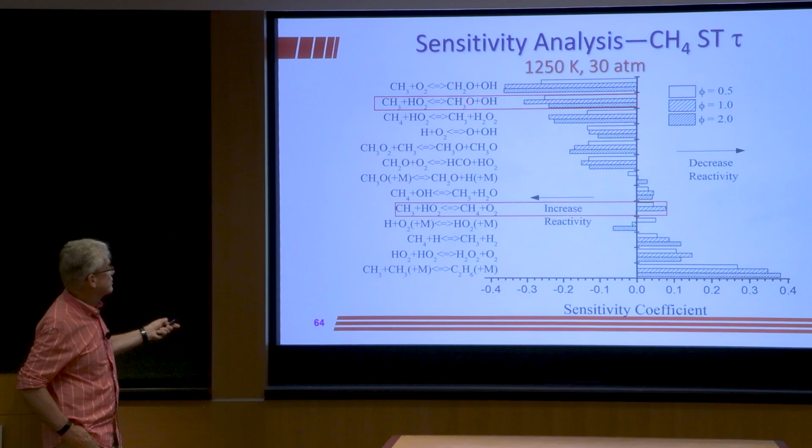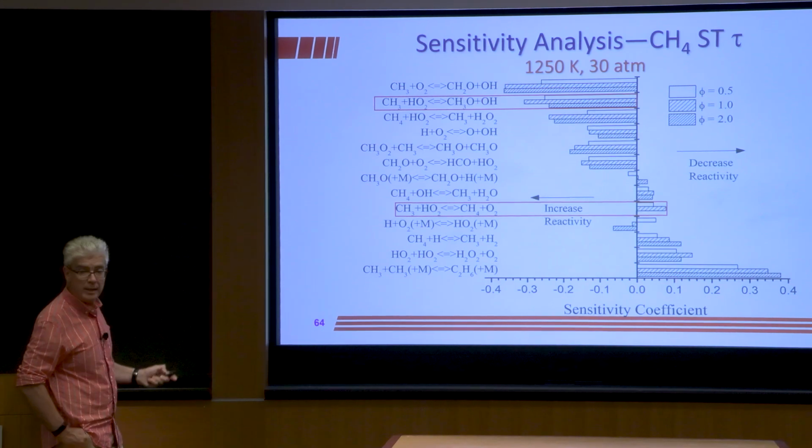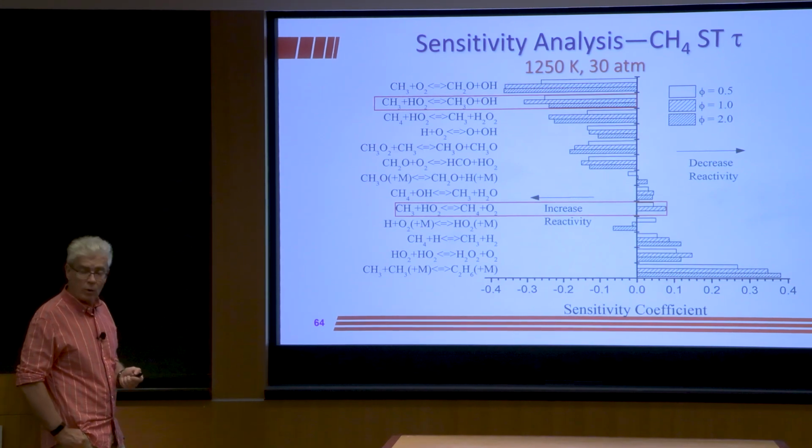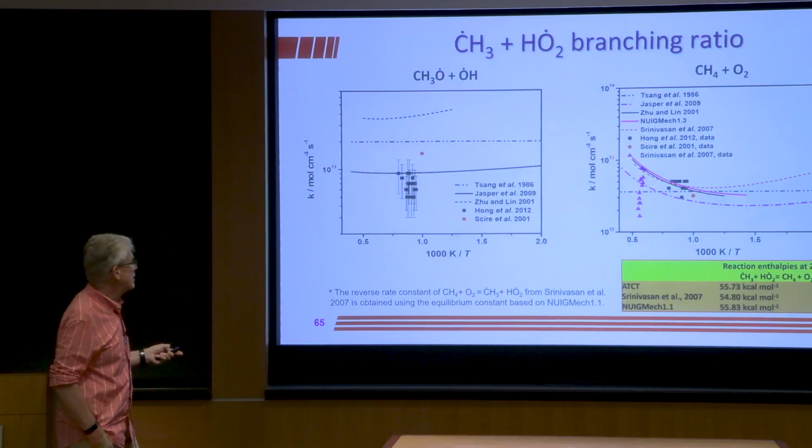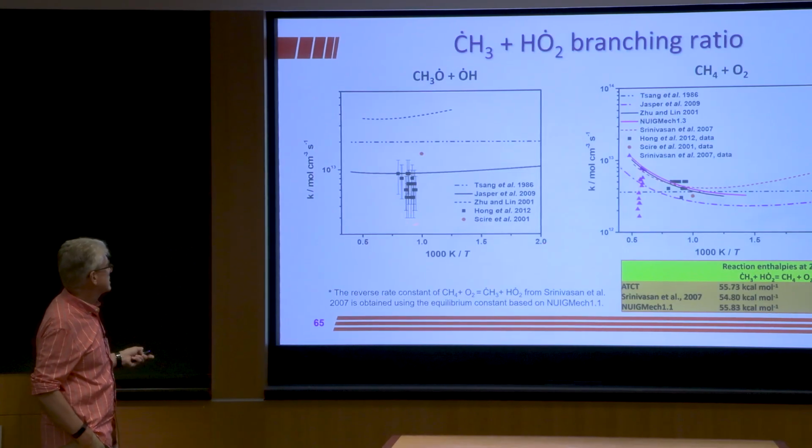This one gives reactive radicals. This one is a termination, okay? So one that gives you radicals is going to enhance reactivity. One that gives you termination is going to decrease it. So here are plots then of the rate constants for those reactions.